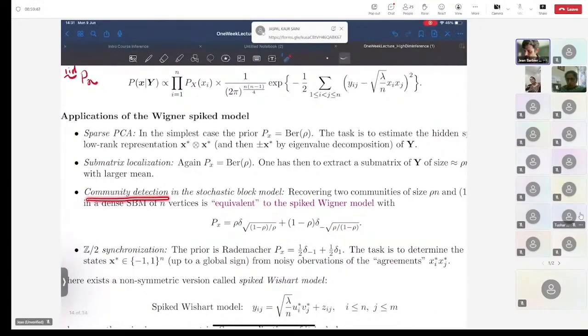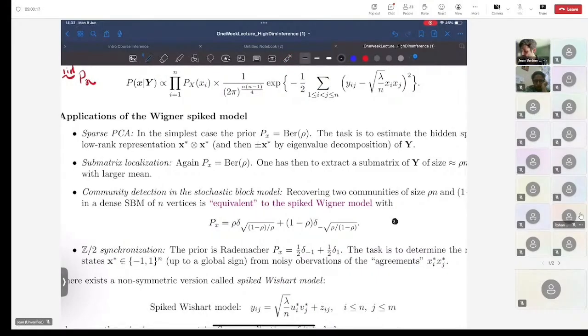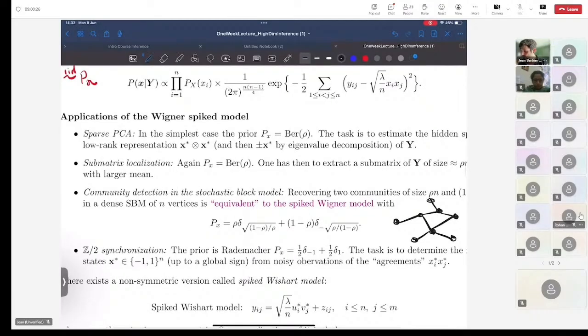Another problem I want to mention is community detection in the stochastic block model. I won't explain how the connection is made, but I will explain what it says. Community detection is an inference problem, where what you observe is a graph of interaction between nodes. What you assume is that somehow in this graph, there are communities that are hidden. It means that some nodes can be clustered together. They share some property, while some other nodes belong to another group. They share another property.